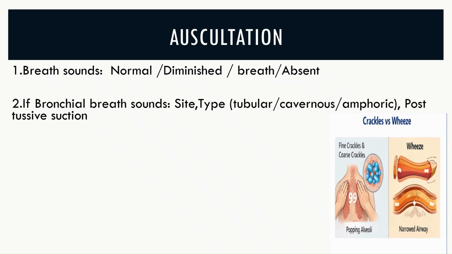Bronchial breath sounds are abnormal breath sounds heard over lung areas, and these should be described based on their site and type. Types include tubular, cavernous and amphoric breath sounds. Post-tussive suction refers to changes in breath sounds heard after coughing. Added sounds should be identified.